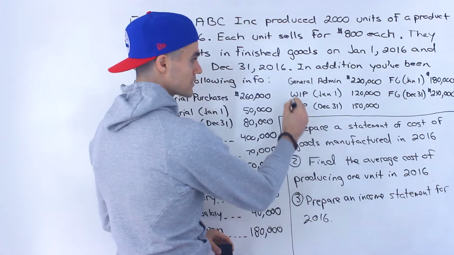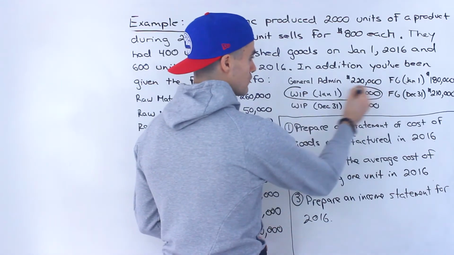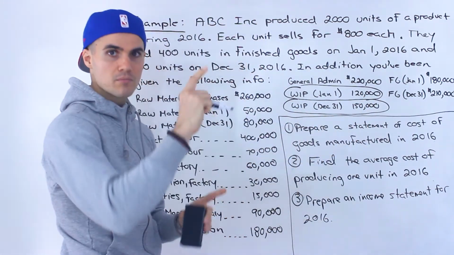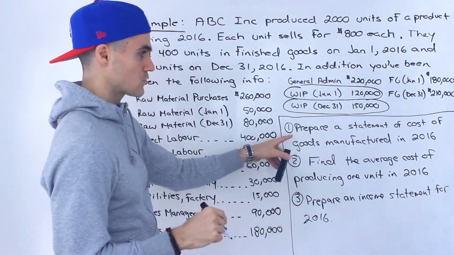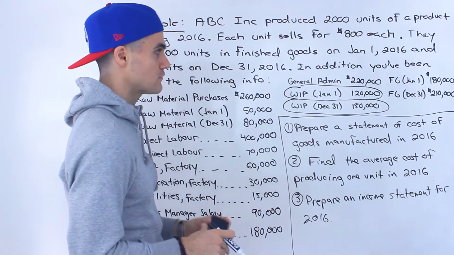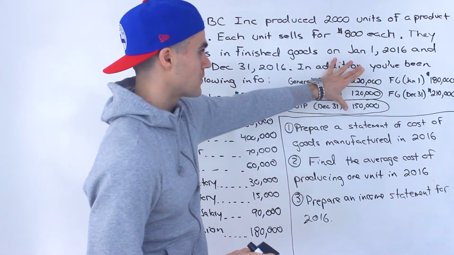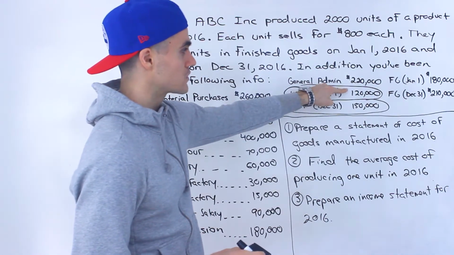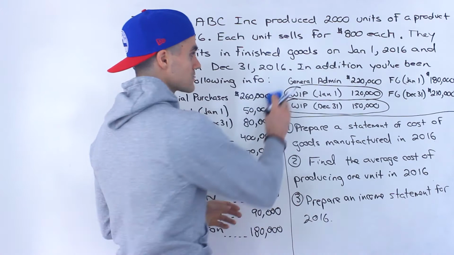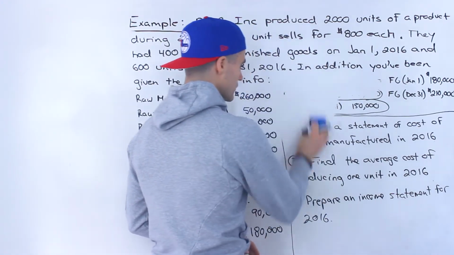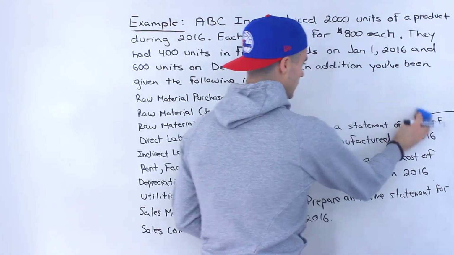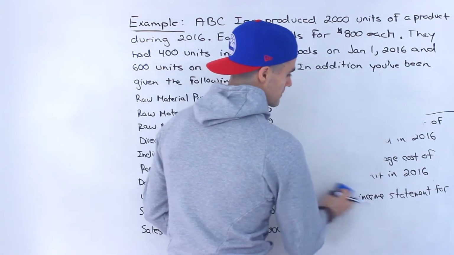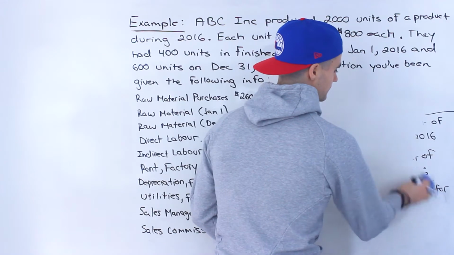Now for number 1, we're going to have to use this 120,000 and then this 150,000. If you remember, the beginning and ending work in process was in the statement of cost of goods manufactured. But this other information we're not going to have to use until number 3. So let's remember these figures, 120,000 and 150,000. I'm going to erase all of this here. And I'm going to start off making that statement of cost of goods manufactured in this space here.